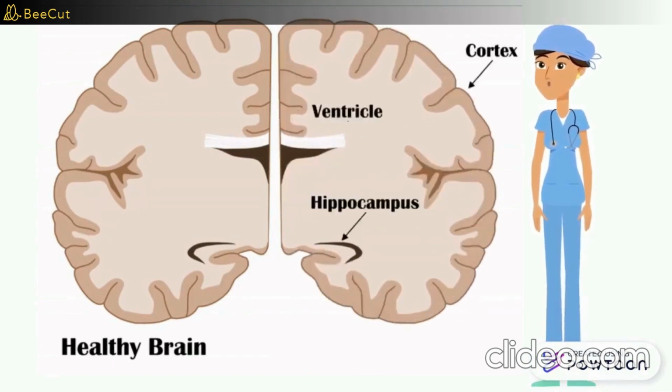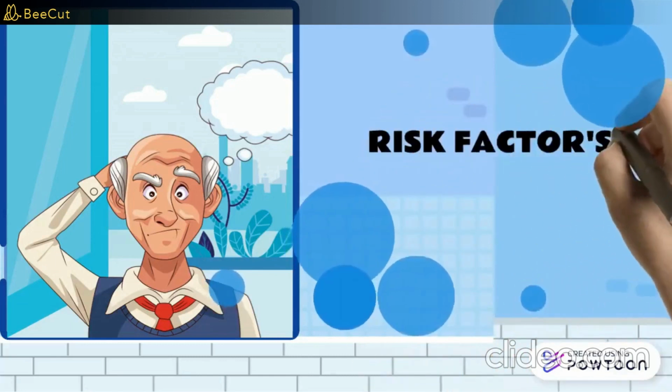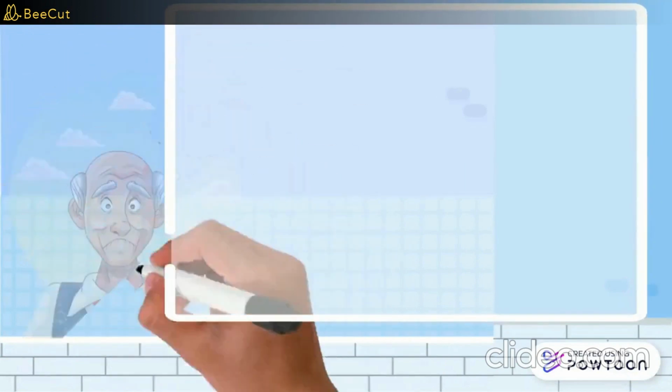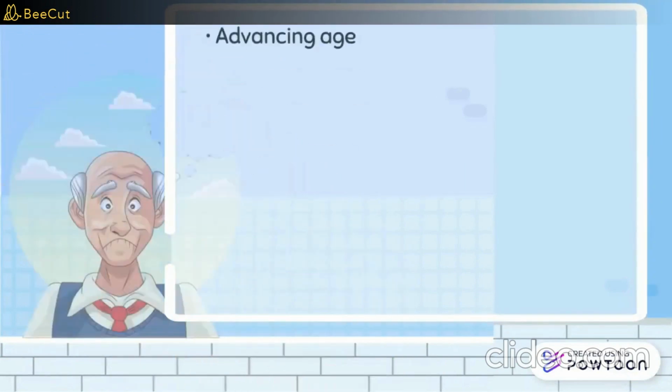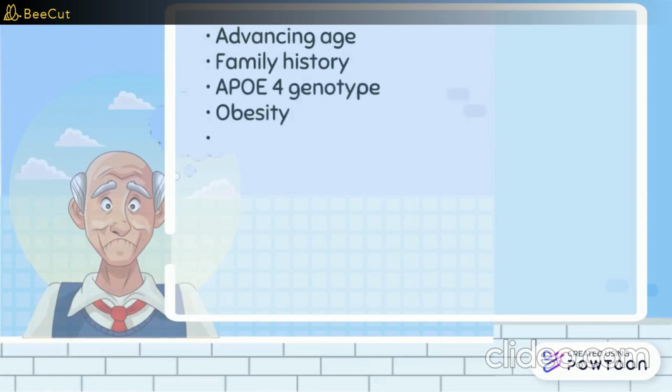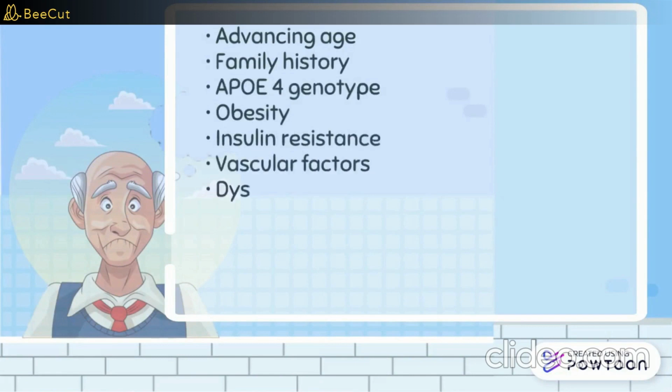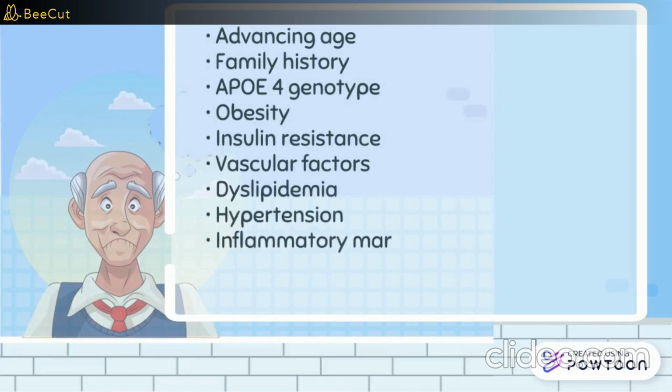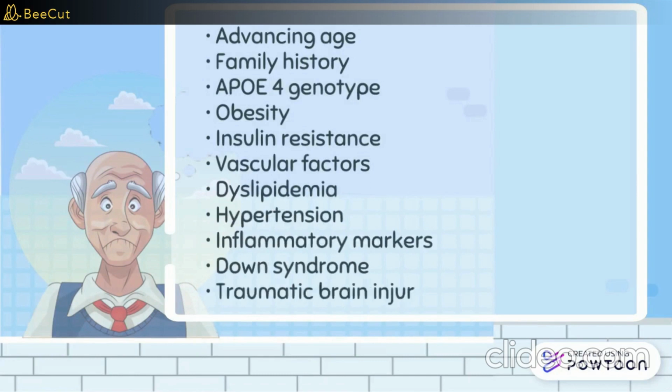Risk factors and etiology. The cause of AD is unknown. Several investigators now believe that converging environmental and genetic risk factors trigger a pathophysiologic cascade that, over decades, leads to Alzheimer's pathology and dementia. The following risk factors for Alzheimer-type dementia have been identified: advancing age, family history, APOE4 genotype, obesity, insulin resistance, vascular factors, dyslipidemia, hypertension, inflammatory markers, Down syndrome, traumatic brain injury.